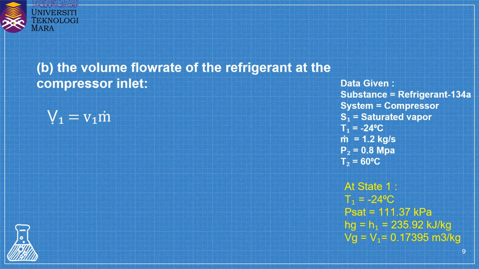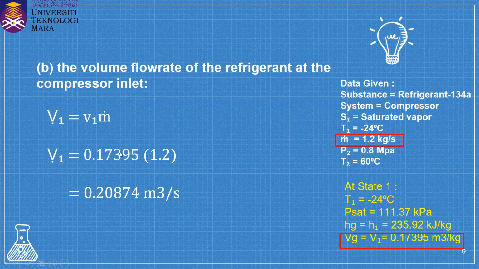B. The volume flow rate of the refrigerant at the compressor inlet. The formula is the volume flow rate equals specific volume times mass flow rate. We already have the mass flow rate equal to 1.2 kg per second, and the specific volume that we have from earlier is 0.17 meter cube per kilogram. All we need to do is substitute the values in here, and we get the final answer of 0.2074 meter cube per second.